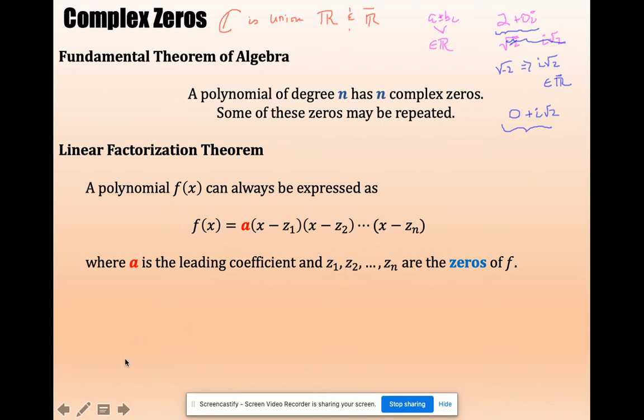Don't forget about your leading coefficient. A polynomial can always be expressed as its leading coefficient or its dilation factor times a list of products. And those products are linear. Coefficient on x is 1. The exponent on x is 1, and every number here is a 0 of the function, or an x-intercept if the 0 is a real number.